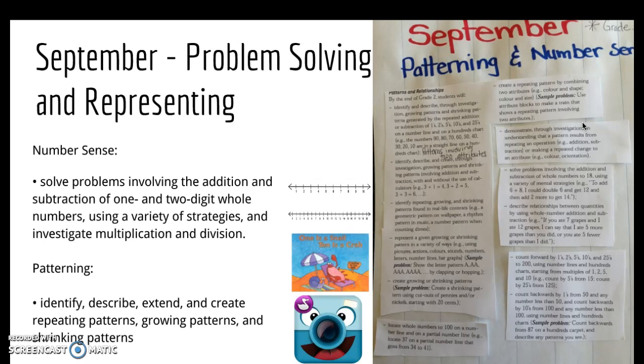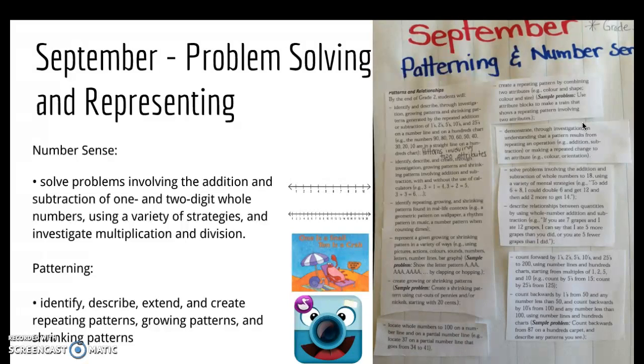So problem solving and representing will be focused on in the month of September, and we'll use some of the problem solving ideas from the curricular documents to help assist when it comes to delivering this. For number sense, it's going to be solving problems involving the addition and subtraction of 1 and 2 digit numbers, and if we get into multiplication and division, that's great. But really we're looking at addition and subtraction, talking about identifying, describing, extending, creating, repeating patterns, growing patterns, and shrinking patterns. So the increasing and decreasing patterns connect really well to addition, subtraction, multiplication, and division. And so we want to teach number sense and enumeration with this patterning strategy attached to it as well.